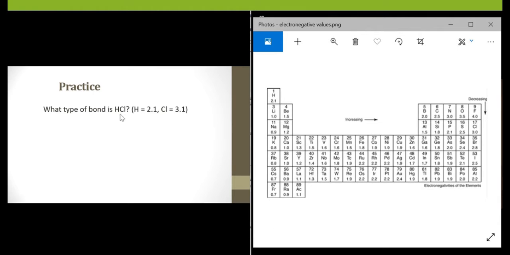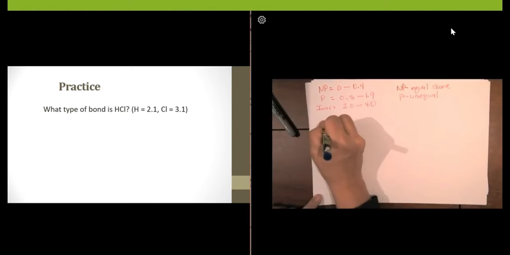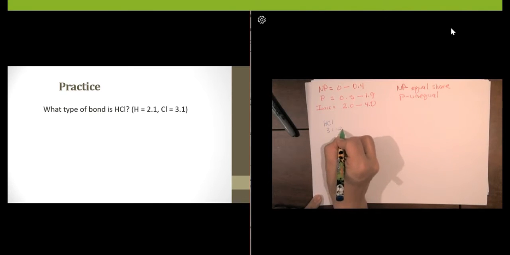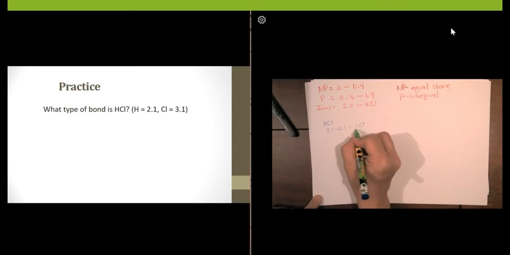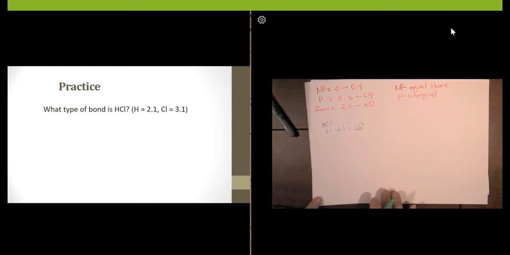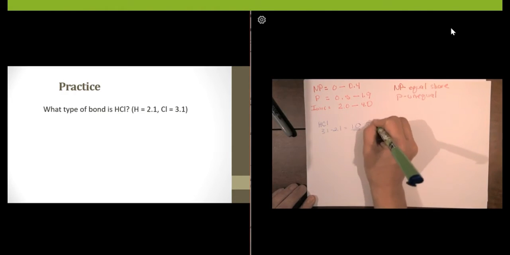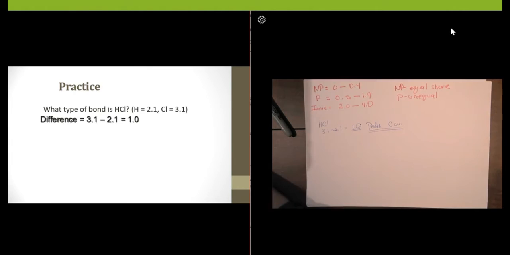So it says, what type of bond is hydrogen chloride, or hydrochloric acid? If we look at hydrogen, it's 2.1. Chlorine is over here. Here it says 3, but 3.1. A little bit different on each of the charts. So what type of bond is it? I just simply subtract them. So I have HCl, so I have 3.1 minus 2.1, which is 1.0. So what type of bond would this be? All right, this is between 0.5 and 1.9, so it's a polar covalent bond. It's as simple as that.